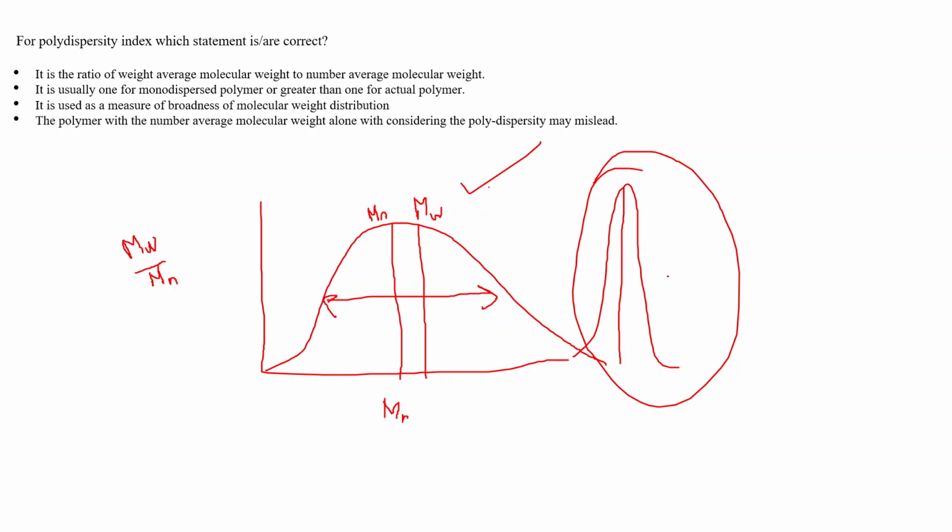This broadness of the distribution can tell the person who is working with it what the variations are, or what the mass distribution of the entire polymer itself is. So it is used as a measure of broadness for molecular distribution. It is usually one for monodisperse and more than one for actual. It is the ratio of weight average to number average. Then we have the statement that a polymer with the number average molecular weight alone, without considering polydispersity, may mislead. Correct. That is true. So all of the statements are correct basically for the polymer polydispersity index.